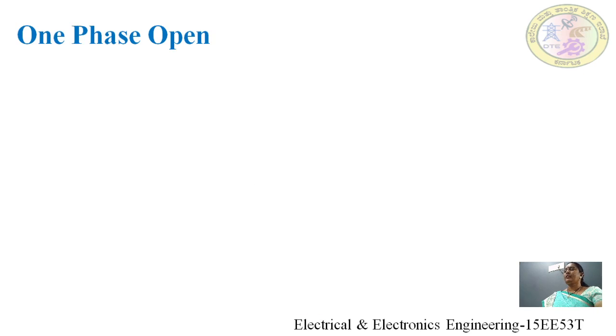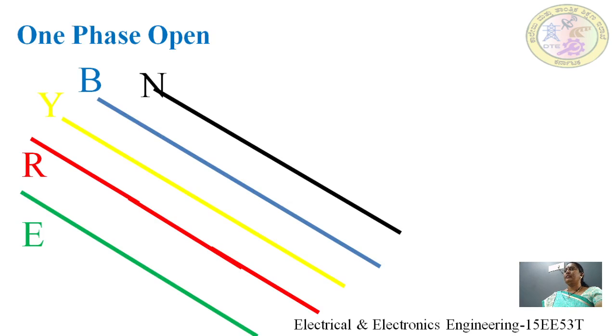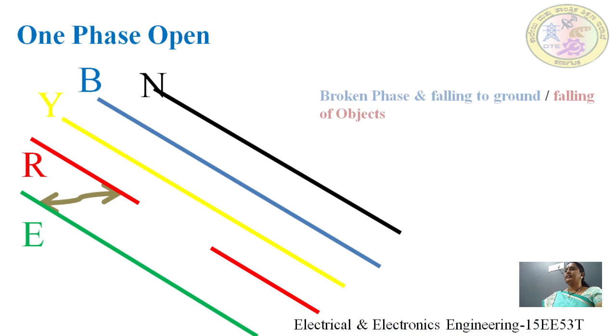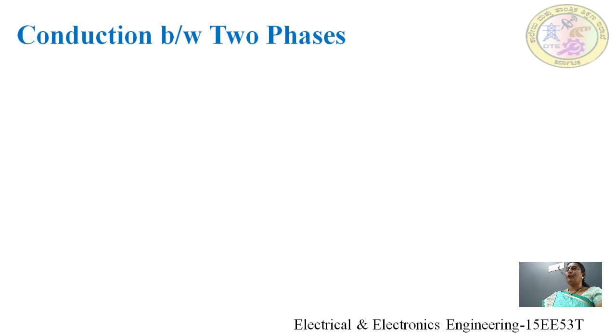Next, one phase open. Here in the diagram shown, R phase is open. Because of that, R phase current is 0. Along with that, there is a short circuit between R phase and earth. This is due to the broken phase falling to ground or falling of an object.